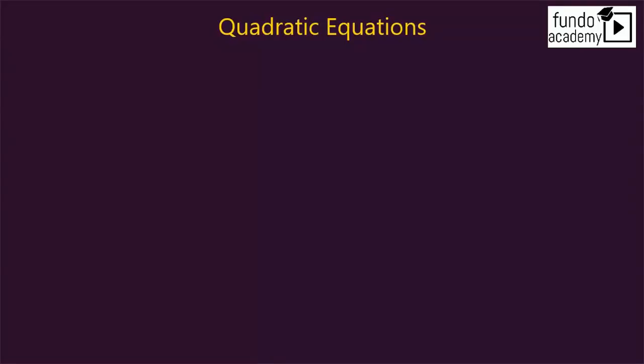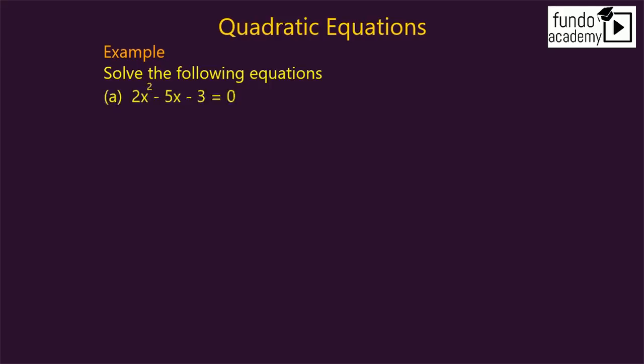Now in this video I have more examples on solving quadratic equations by factorization. So let's look at this example. We want to solve the following equations. On A we have 2x squared minus 5x minus 3 equal to 0, and on B we have 3x squared minus 7x plus 4 equal to 0.